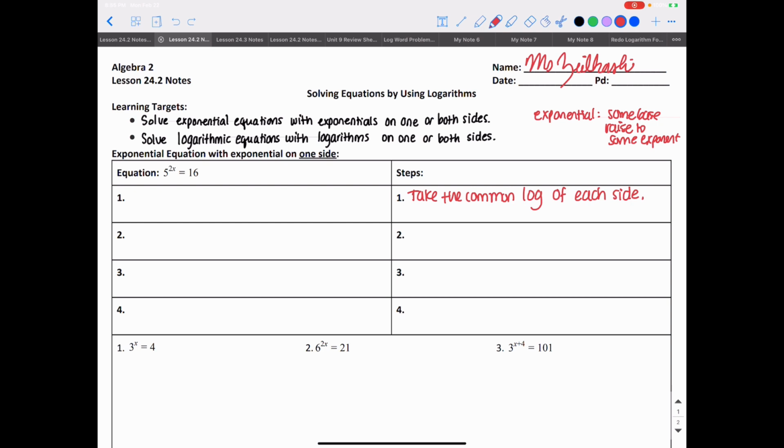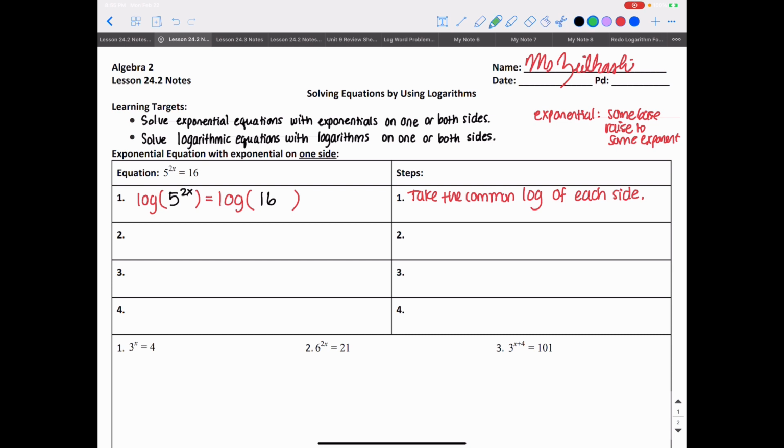So this is the equation that I'm starting with. I'm going to take the log of both sides. So I'm going to take the log of the left-hand side and set that equal to the log of the right-hand side. So inside the left-hand log, I'm going to have 5 to the 2x power, and inside the right-hand log, I'm going to have 16. So I took the log of both sides.